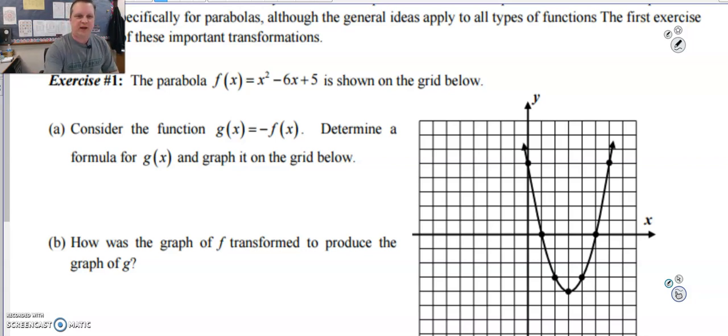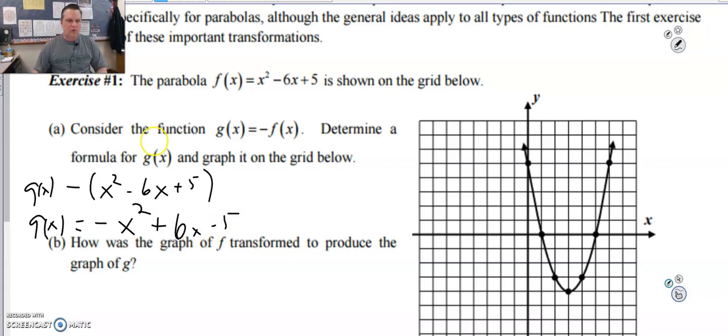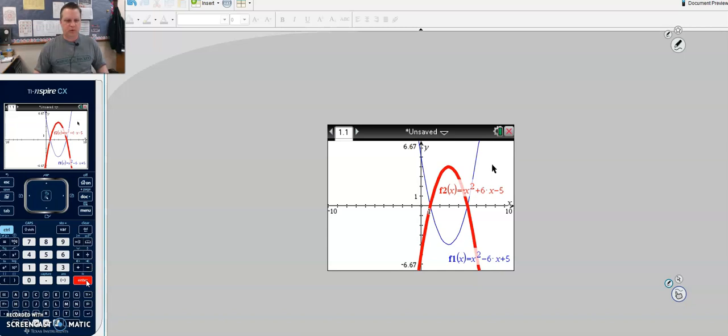So if it was negative f of x, it would be negative f of x, which is x squared minus 6x plus 5. You could put that in your calculator if you wanted to. Just be careful of the parentheses. Or, and this would be g of x, you could distribute the negative and have negative x squared plus 6x minus 5. Okay, either one of those will work. But as you can see, I already put it in the calculator for you to look at. And then there it is. Okay, the red is the graph of it.